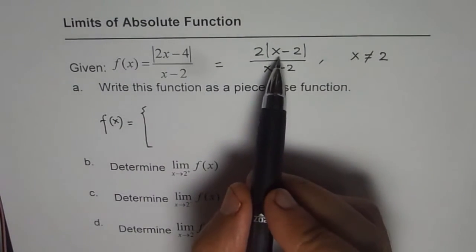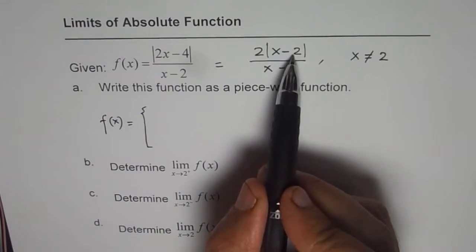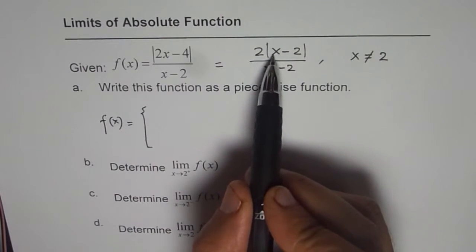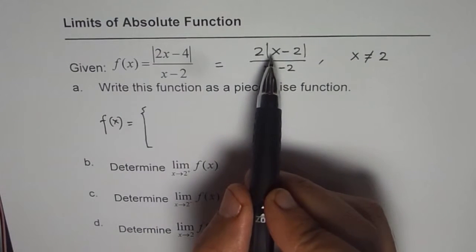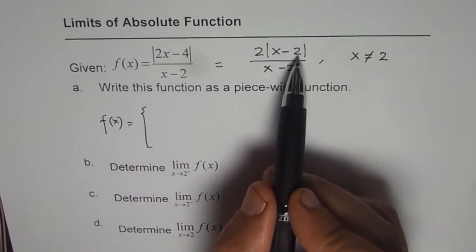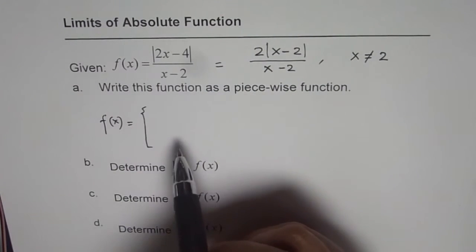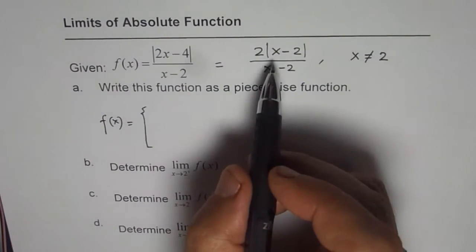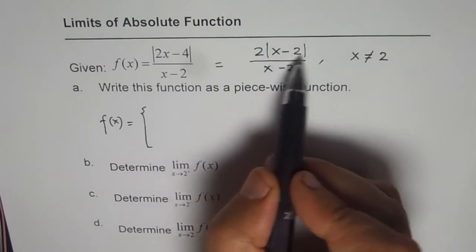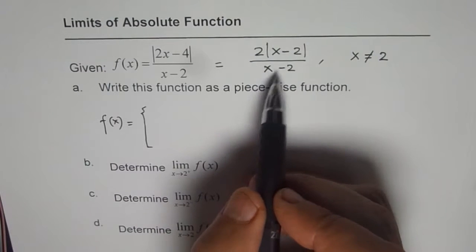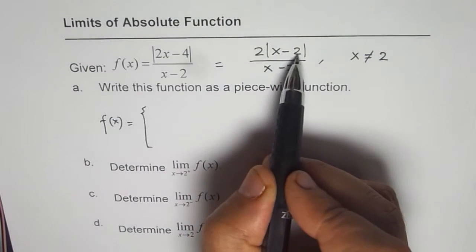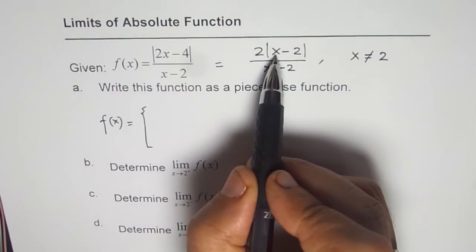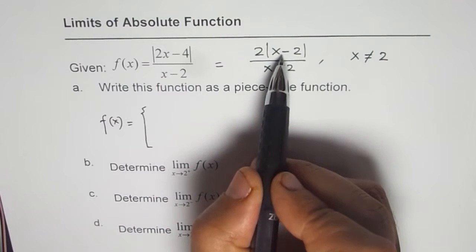Now, if x minus 2 is a positive value, then it remains as x minus 2. But if x minus 2 is a negative value, since the absolute value should always be positive, we always take the negative of that value, correct? So what is the point at which x minus 2 becomes positive or negative? The point is x equals 2. If x is greater than 2, then x minus 2 will be positive. If x is less than 2, then x minus 2 will be negative.